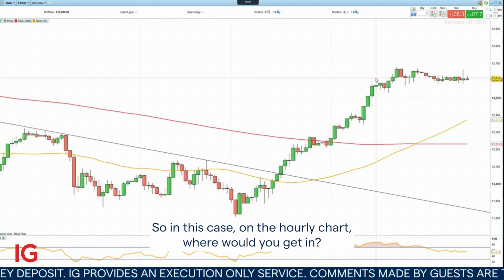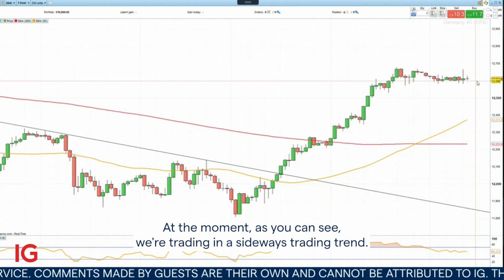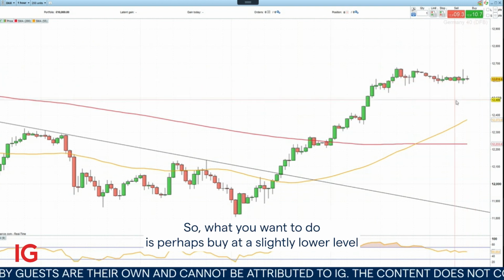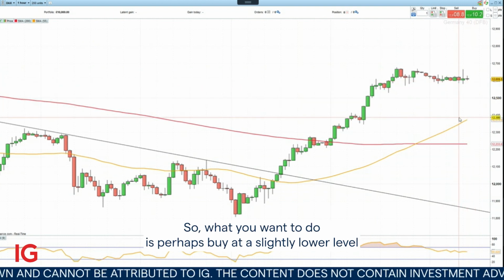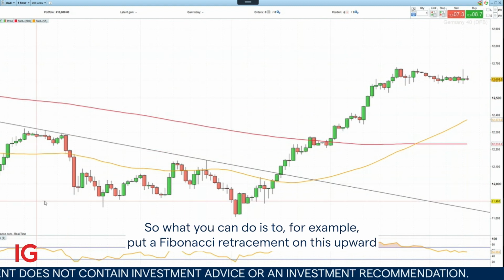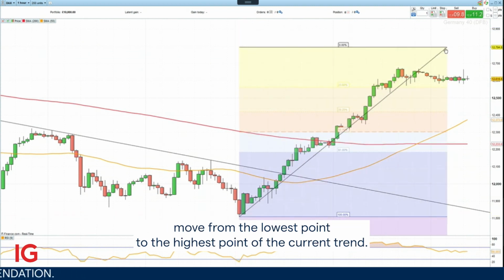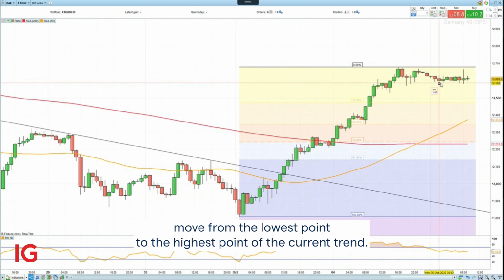So in this case, on the hourly chart, where would you get in? At the moment, as you can see, we trade sideways. So what you want to do is perhaps buy at a slightly lower level and then ride the ensuing trend up. So what you can do is, for example, put a Fibonacci retracement on this upward move from the lowest point to the highest point of the current trend.